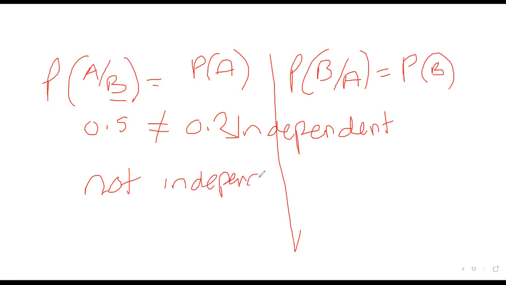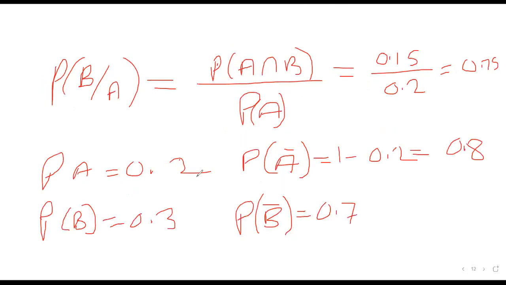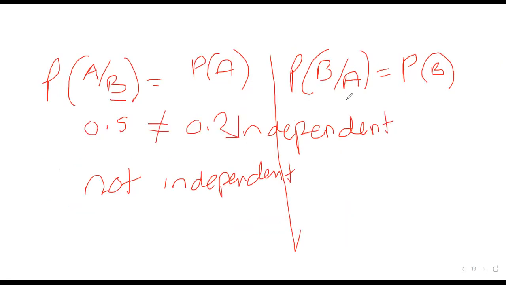I repeat, for you to know that A and B are independent, probability of A given B must be equal to A, or B given A must be equal to B. That is the procedure. You need to state the condition. If you want B given A to be equal to B, but from calculating what B given A was, 0.75, and our B is 0.3, neither of these are the same. So 0.75 is also not equal to 0.3. So we're going to say these events are not independent.